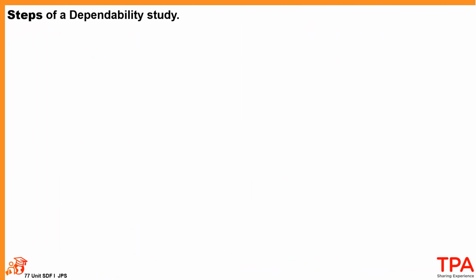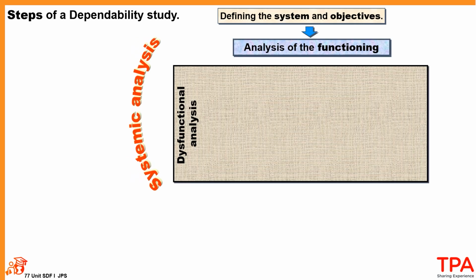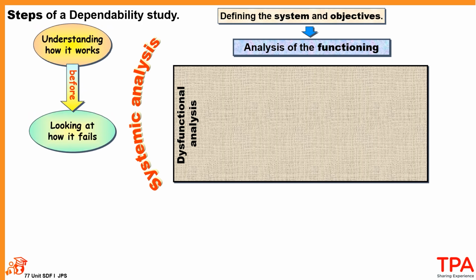Then, let us look at the steps of a dependability study. Of course, the first step is to accurately define the system as well as the objectives of the study which is undertaken. This is followed by the analysis of the functioning of the system under study. Achieving this step is an essential preliminary condition before proceeding to the dysfunctional analysis. It is of common sense to understand how a system works properly before trying to identify how it can fail. It is of utmost importance that both functional and dysfunctional analyses be performed from a systemic point of view.